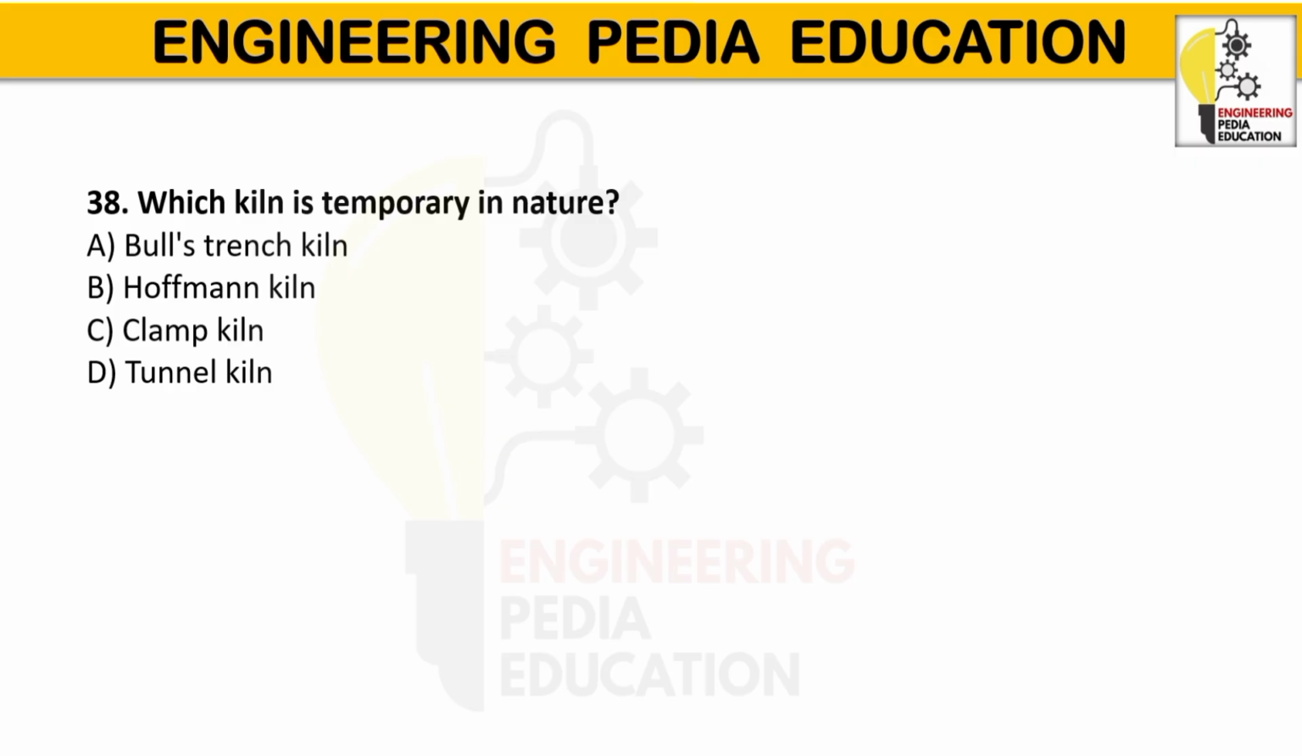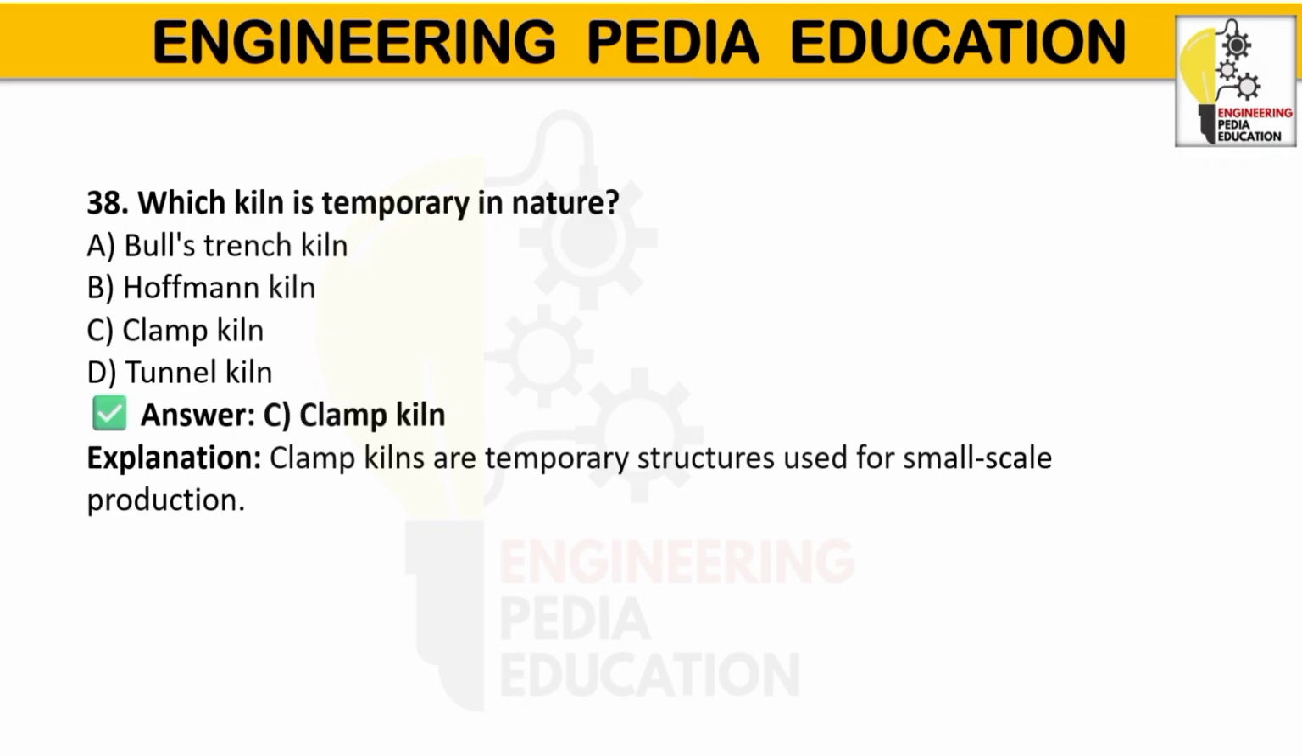Which kiln is temporary in nature? Bull's Trench kiln, Hoffman kiln, clamp kiln, Turner kiln. So the correct option is clamp kiln. Clamp kilns are temporary structures used for small scale production.